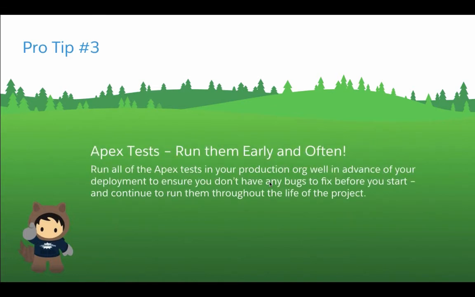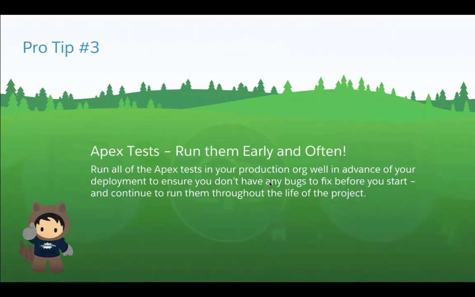My next pro tip, Apex tests. Run them early and often. Run all of the Apex tests in your production org well in advance of your deployment to make sure you don't have anything to fix before you start your deployment, and continue to run them throughout the life of the project. So the first thing you do when you start your project is run your Apex tests. That's going to make sure that things don't break. And that's true for sandboxes as well when you do deployments.